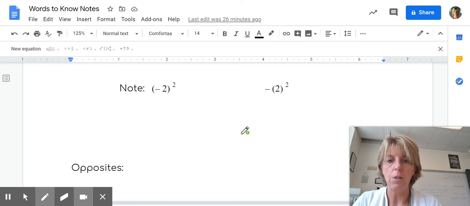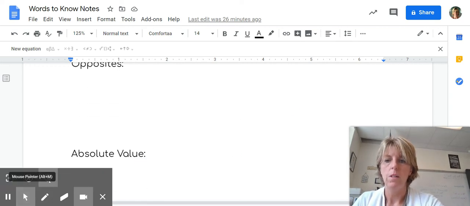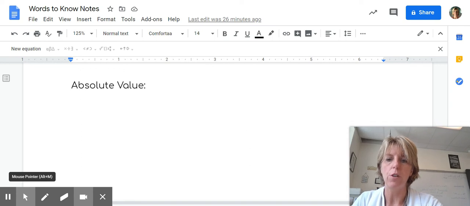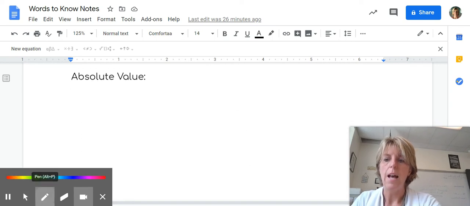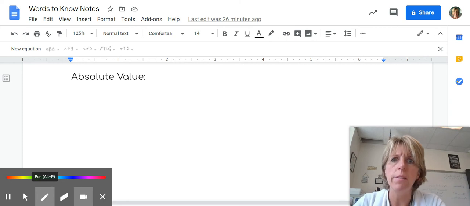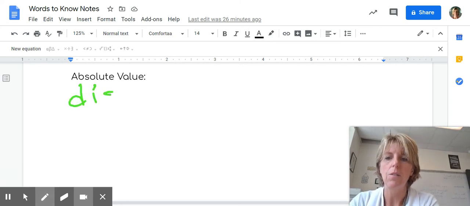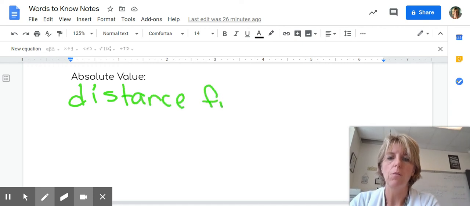Right, and the last thing we're going to talk about is going to be opposites and absolute value. Let's do absolute value first. It's a little bit easier. Absolute value, easy for me to say, right? Absolute value is distance from 0. It's how far a number is from 0.